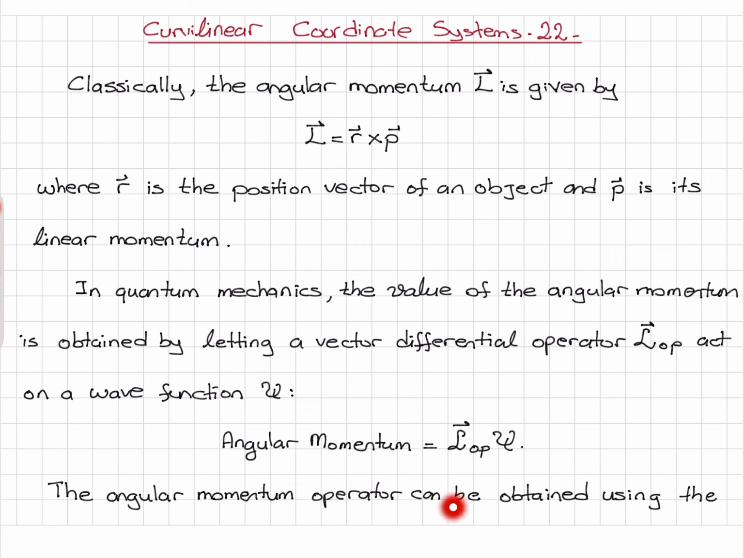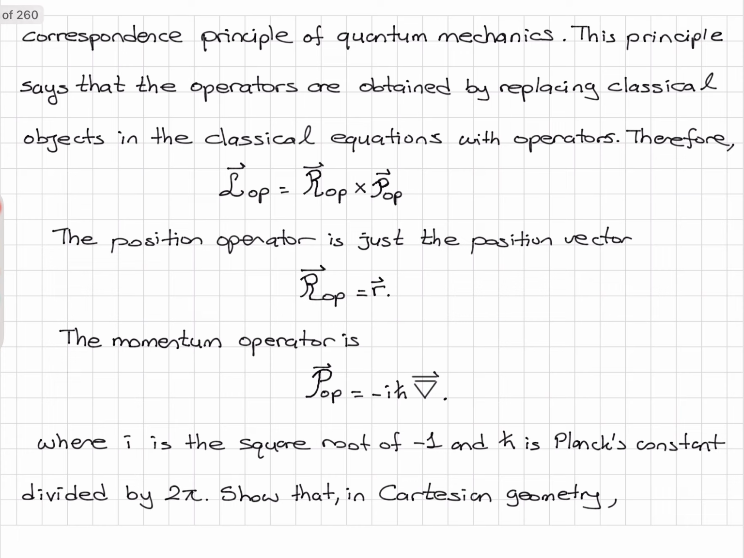The angular momentum operator can be obtained using the correspondence principle of quantum mechanics. This principle says that the operators are obtained by replacing classical objects in the classical equations with operators. Therefore, the L operator is the R operator crossed with the P operator. The position operator is just a position vector, R operator is R. The momentum operator is minus i h bar gradient, where i is the square root of -1 and h bar is Planck's constant divided by 2 pi.